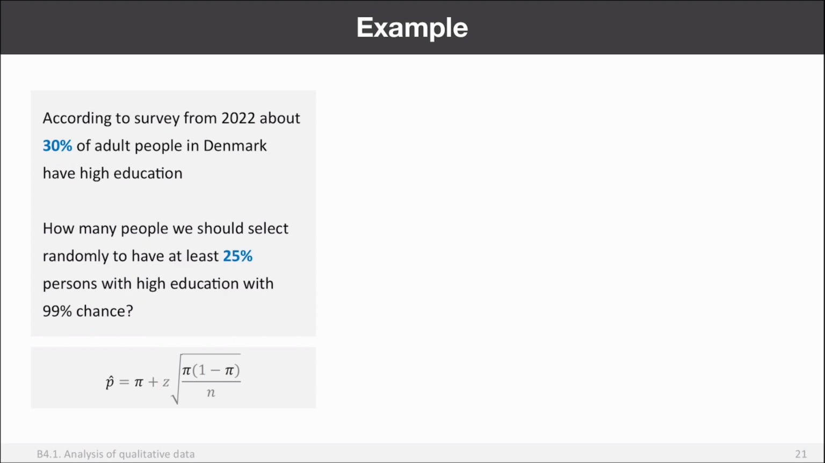Let's say that we would like to select a sample from this population, but in this sample we should have at least 25% people with high education. So how big should the sample be? Of course, the bigger the sample, the better, but how big should it be to get at least 25%? So what do we know in this case? We still know the proportion of our population, and we also know the left boundary, or lower boundary, of the future interval, but we don't know the sample size. Let's work with the confidence level 99%, so we know the z-score as well.